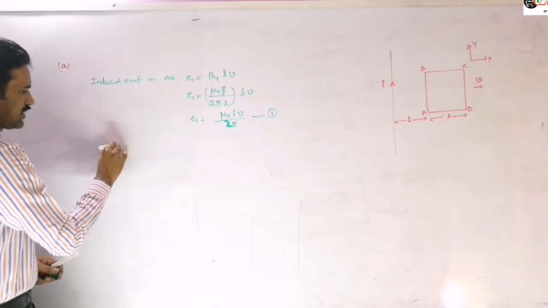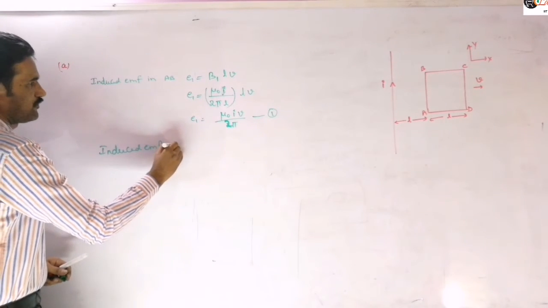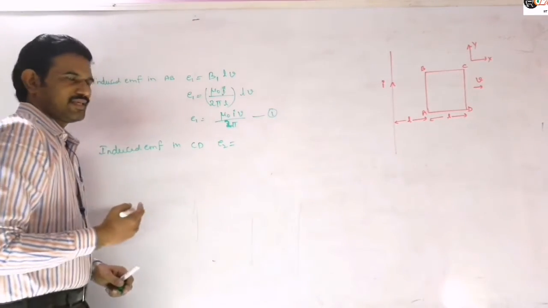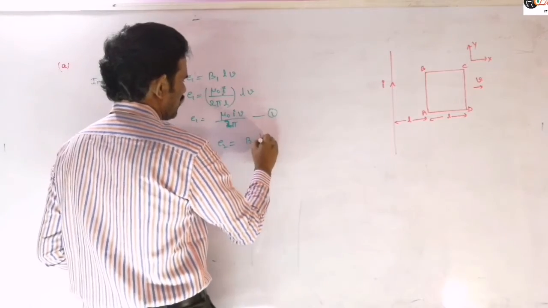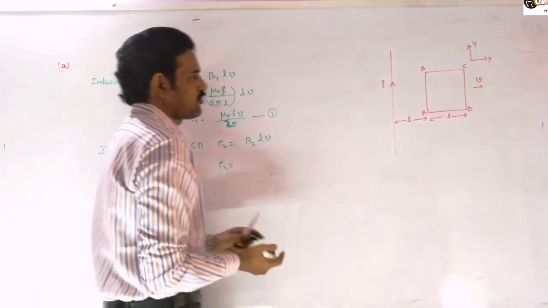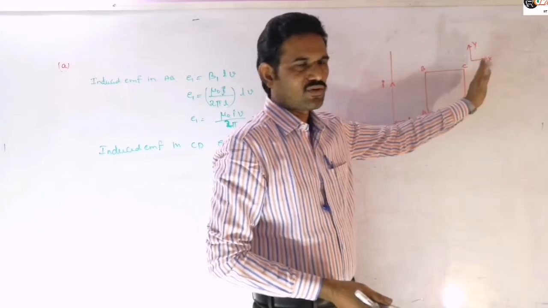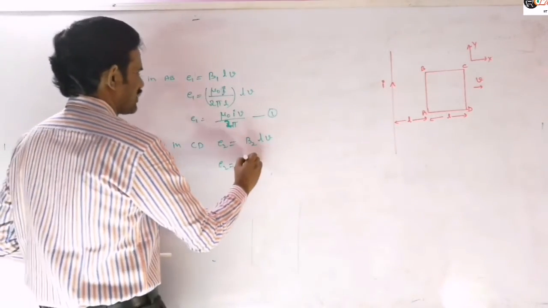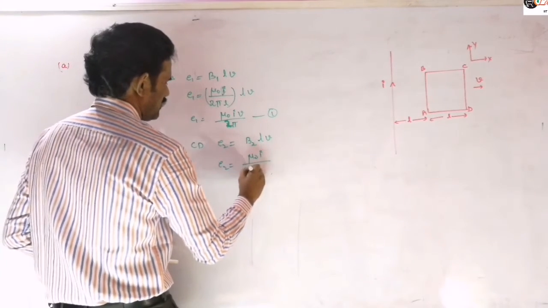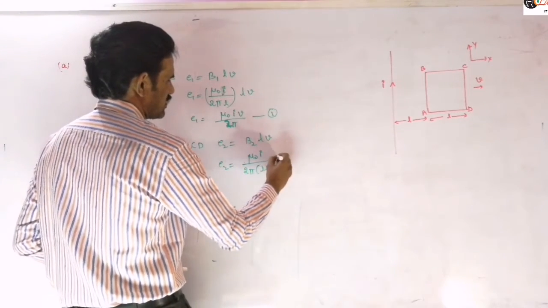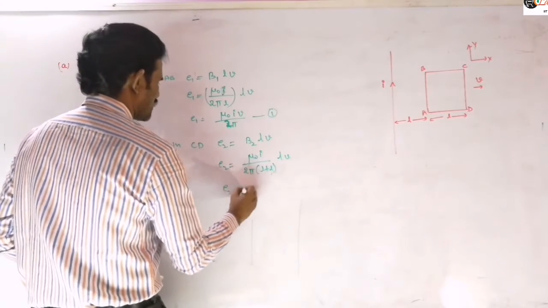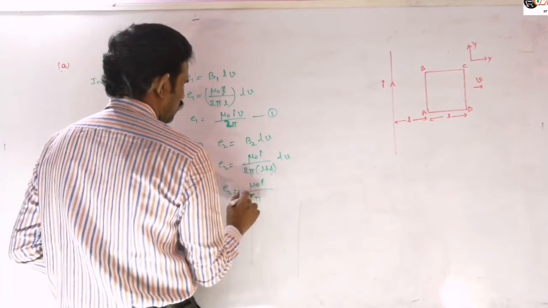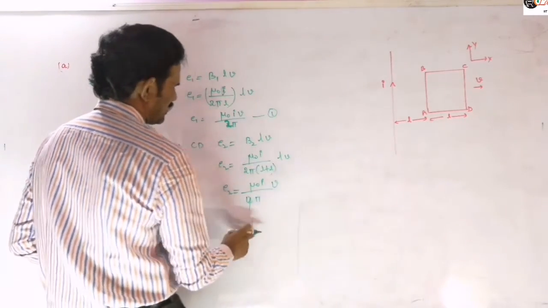Next I am writing the induced EMF in the CD rod. Let's suppose I am taking this as E2. That E2 value I can write as B2 into L into V, where B2 is the magnetic field at the position of this rod. Now this rod CD is at a distance of 2L, so I can write this expression as mu naught I by 2 pi into L plus L, into L into V. Therefore this induced EMF is mu naught I by 2 pi into 2, so you will get 4 pi, and the L will be cancelled there.